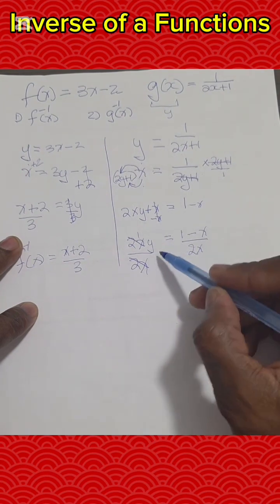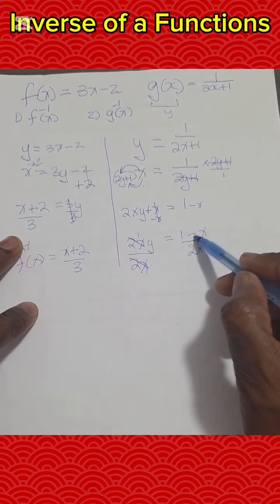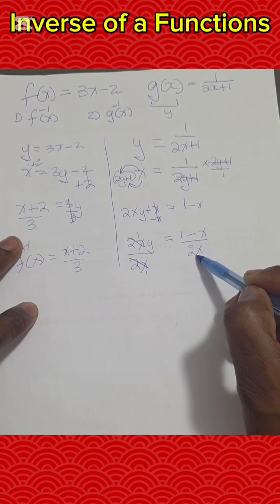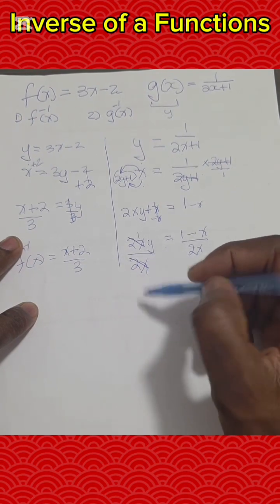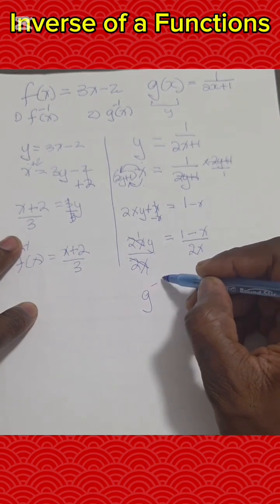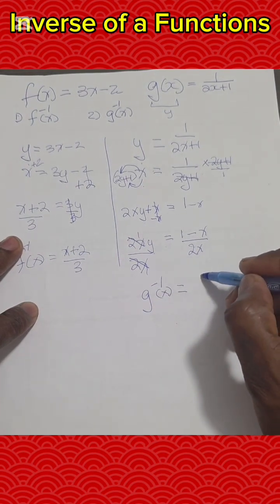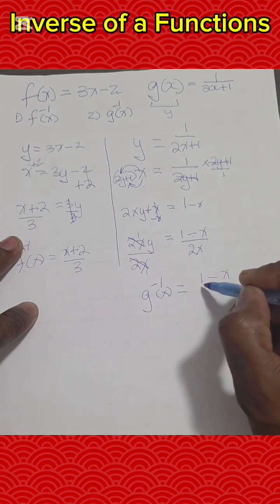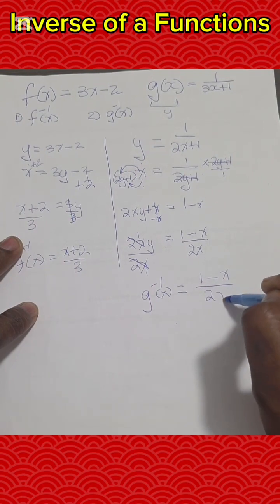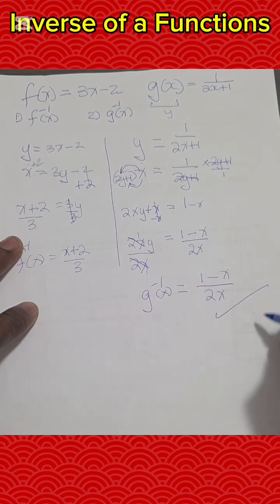So at the end of the day, y is equal to 1 minus x divided by 2x. So y is now by itself. That means we could just conclude and say the inverse of g of x is equal to 1 minus x divided by 2x. And that's the inverse of the g function.